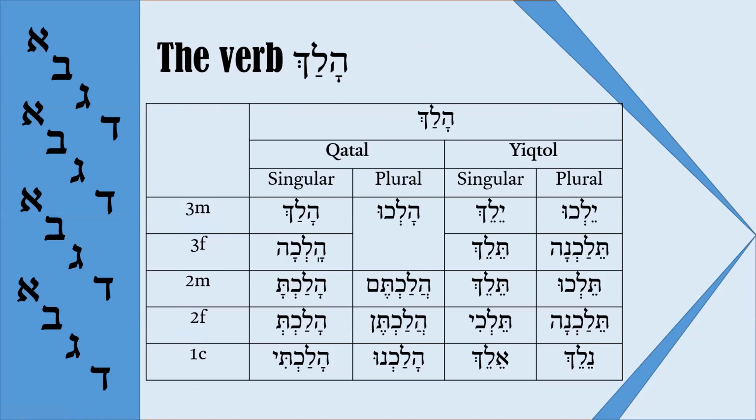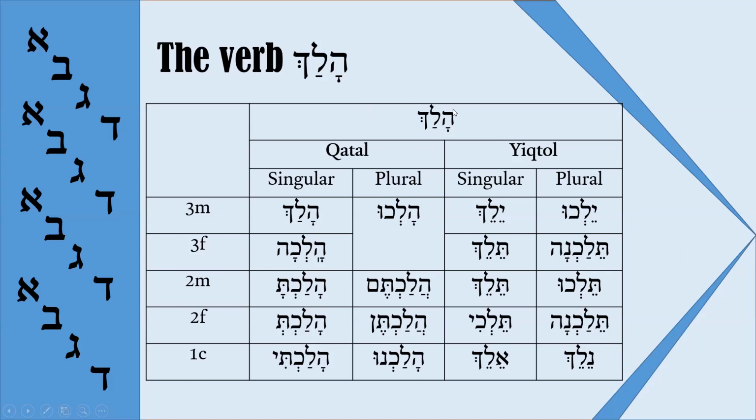One more verb which doesn't belong to this category, but which behaves exactly as the verb with the first yud, is the verb halach, to go. And in katal it is the same, so it doesn't have many changes in katal, everything is predictable in katal conjugation. But in yiktol conjugation, it behaves exactly as the verbs with the first yud.